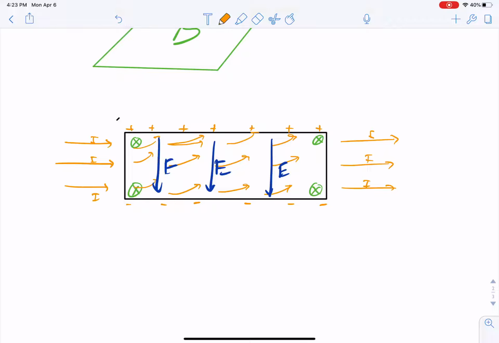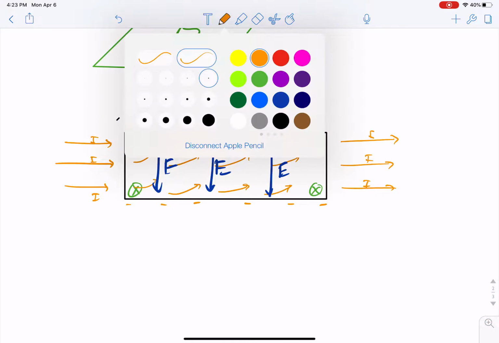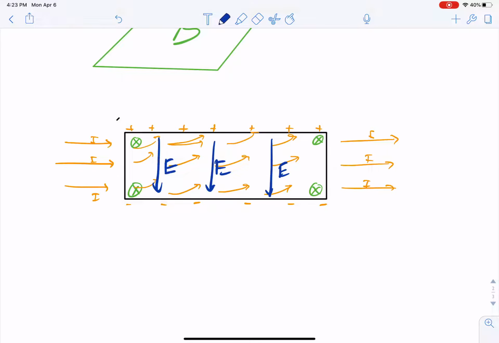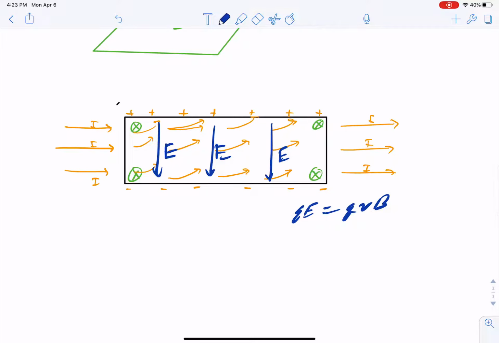And then less charge would start to accumulate, but it would still keep accumulating until this electric field built up to be strong enough that the magnetic force and the electric force are the same. And then all these currents would just go straight through as if there wasn't either an electric or magnetic field.